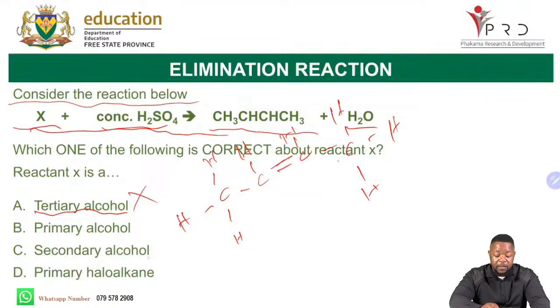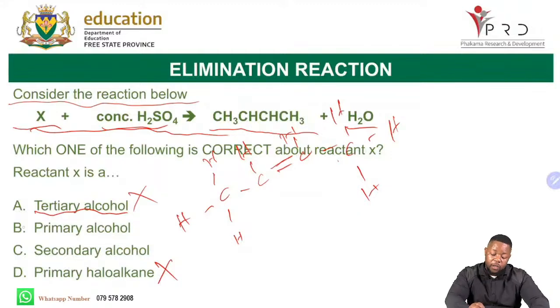And then a secondary alcohol and a primary haloalkane. This cannot be a primary haloalkane because we do not have any halogen here. So we are left with option B and option C to choose from, whether it was a primary alcohol or it was a secondary alcohol.